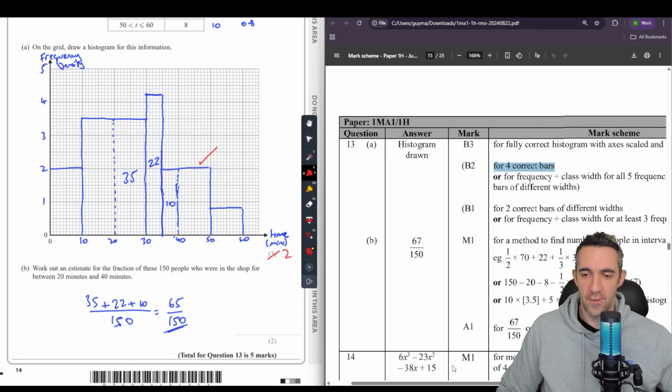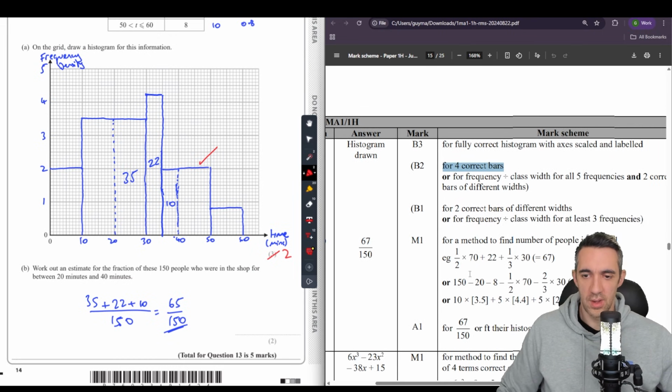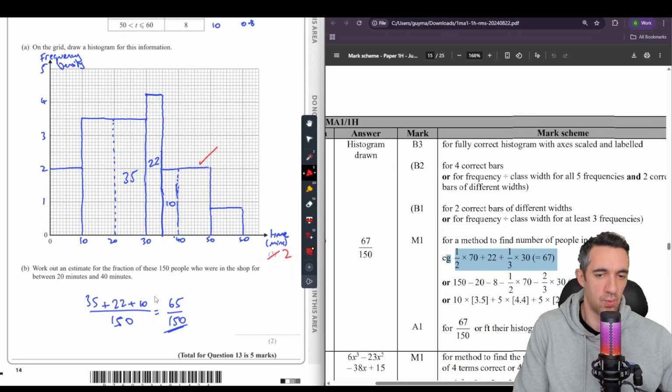And then down here, for a method to find number of people in interval, so we had half times 70, so 67. I think that qualifies as a method, surely. I've got my 35 plus 22 plus 10. That's the right numbers. So e.g., half times 70 plus 22 plus a third times 30. I have an equivalent thing to that. So this line here, the e.g., I have an equivalent bit to that in the numerator of my fraction, 35 plus 22 plus 10, and then I just got it wrong. That's why it then didn't work. So that's correct, but I got the wrong answer, so I get my 1 mark.